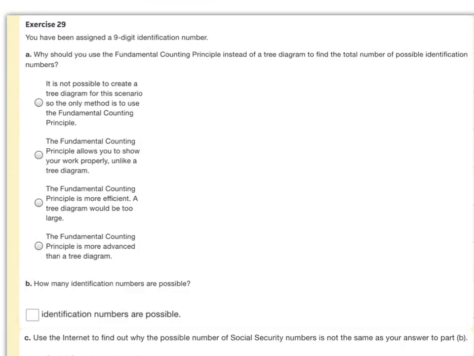All right, and last question, number 29, says you have been assigned a 9-digit identification number. This is basically your social security number, SSN, if you see that. When you get older for jobs and such, when you fill out applications, you always have to put that number down. You'll have it memorized at some point in your life. But all of you have a social security number. It says, why should you use the fundamental counting principle instead of using a tree diagram?